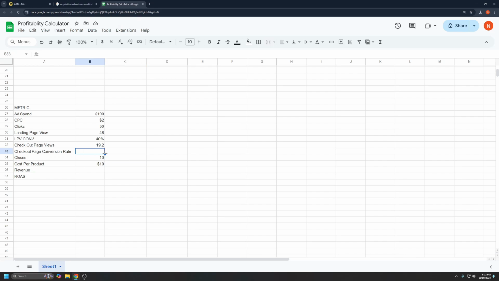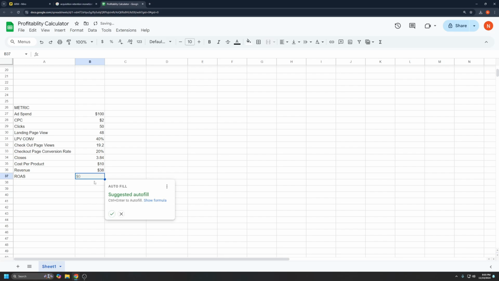And let's say, for instance, this is converting at a 20% conversion rate. And now we'll start to play out our numbers here, which means how many closes are we getting per day? We're getting 3 closes per day with a cost per product of that.